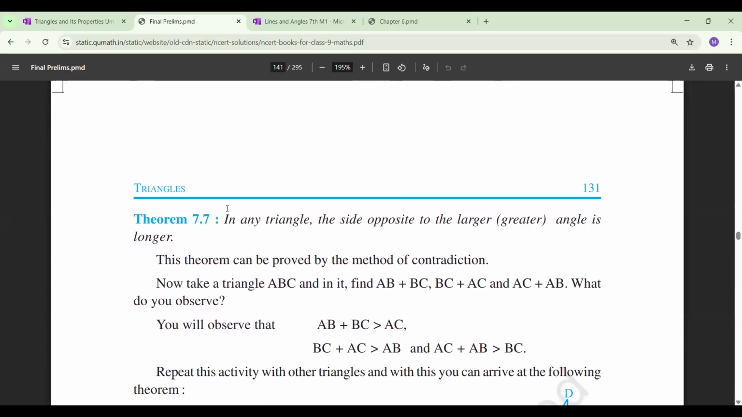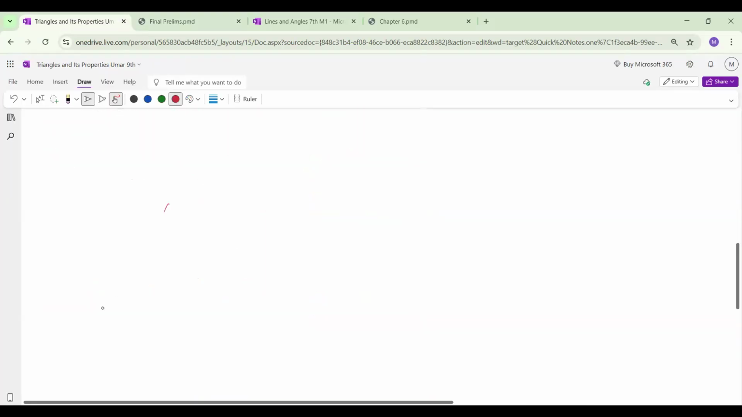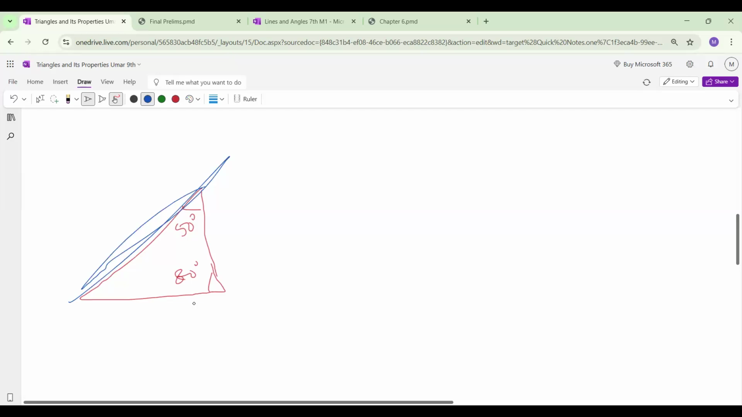Now theorem 7.7 is just the opposite of the previous theorem. They have said that if in two triangles this is the longer side, then this is a larger angle. Let's say this is 80 degrees and this angle is 50 degrees. So which side would be greater? This side would be greater, because greater angle in front of it, greater side. Small angle in front of it, smaller side.